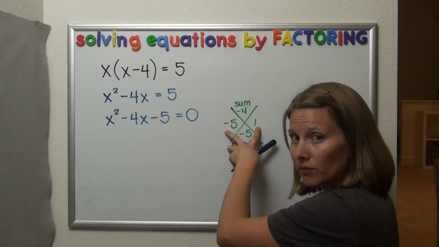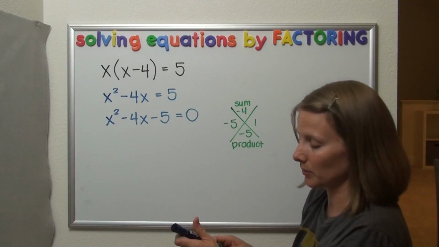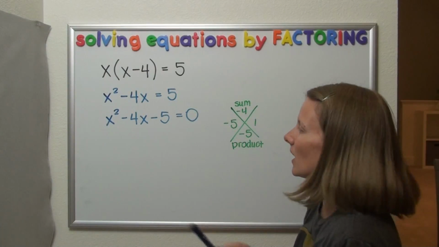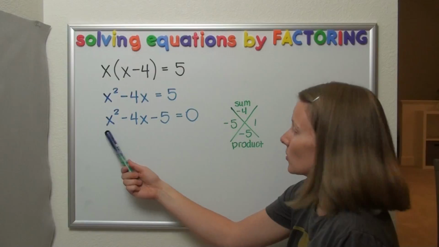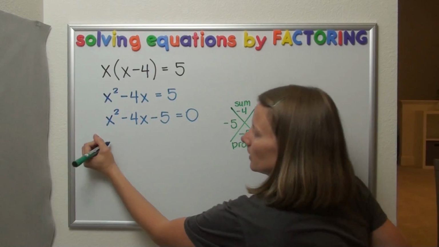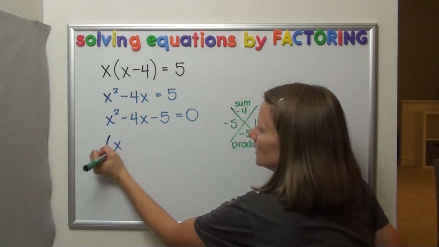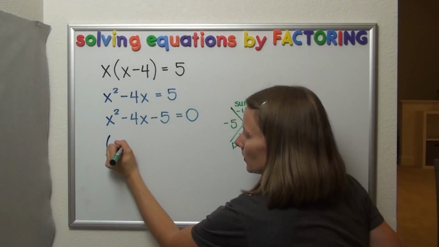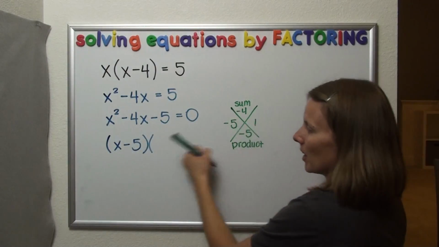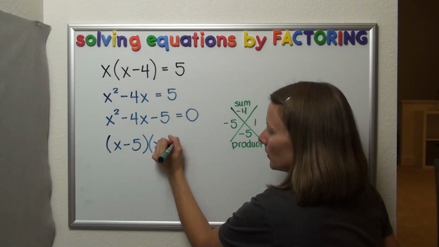What are the numbers good for? Well, the last several examples we've done, we've had to use them to break the middle term, but we don't always have to do that. There is nothing in front of this x squared, so those numbers, I can throw them into parentheses and just be done. So I've got in parentheses this -5 going in with the x, and in another set of parentheses, I've got that +1 going in with my x.